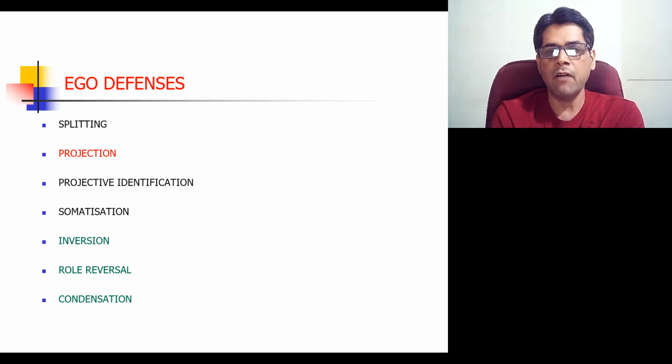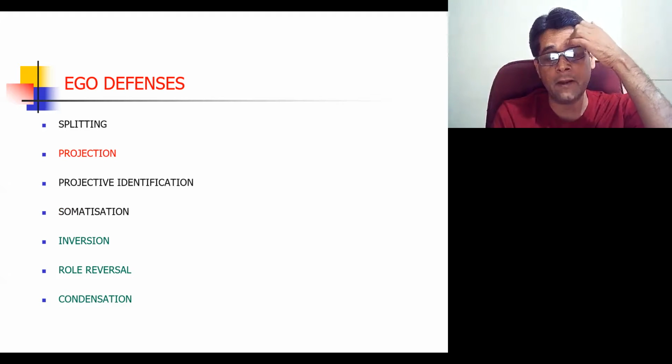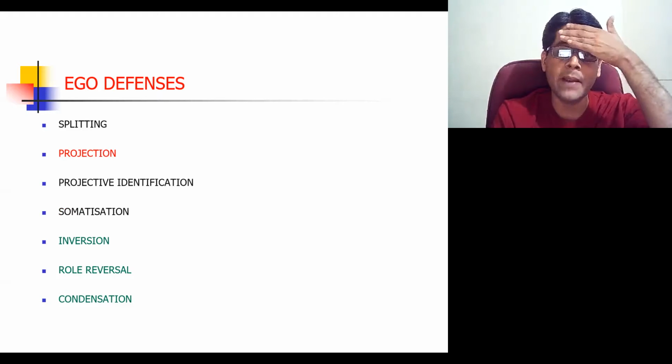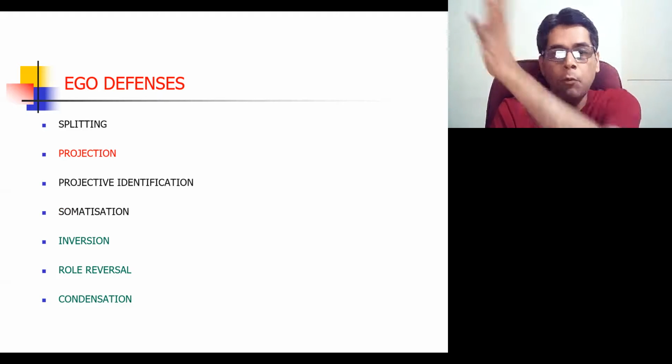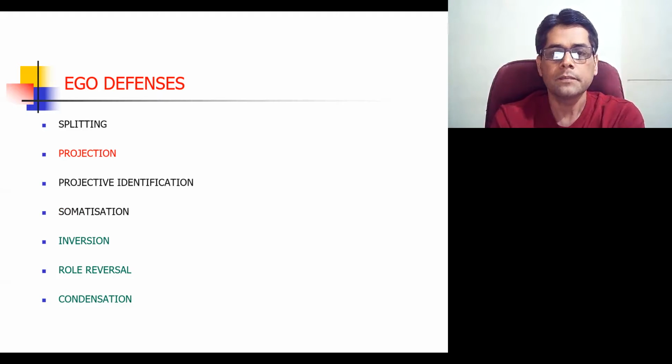That we divide something into two and then put the difficult part onto that person. For example, if you have a parent who has a good and a bad part and you don't want to accept the bad part, you split it off and put it onto some other person. Then you see your parent only as all good.